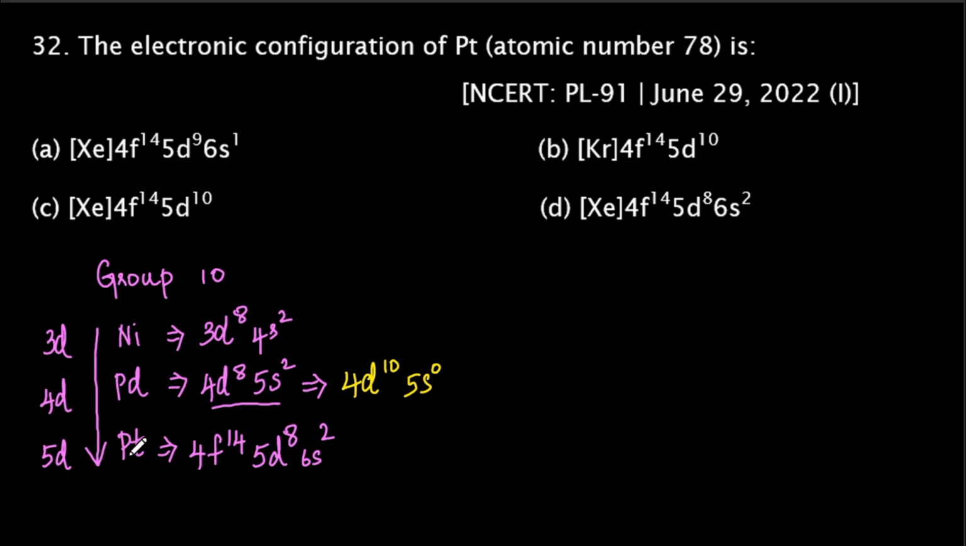And as we go down the group, the nuclear charge is more. So the nuclear charge is attracting the outermost electron inwards. But at the same time, the relativistic effect is not allowing both the electrons to be promoted to the 5d orbital. So the actual configuration is 4f14 and only one electron from 6s is promoted to the 5d orbital. So 5d9 6s1. So this is the electronic configuration of platinum. So in the given options, you have to check. The noble gas configuration for nickel is argon, for palladium krypton, and for platinum it is xenon. So in option A only, you have the core xenon configuration 4f14 5d9 6s1. So option A is correct.